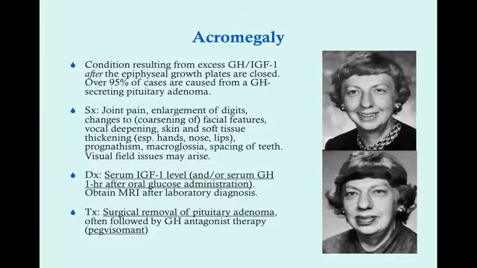But with children, if the epiphyseal growth plates are not closed, their bones are just going to get longer and longer. They'll get really, really tall. And that's called gigantism. Acromegaly happens in adults. It's really the same pathologic process. It's just different because the epiphyseal growth plates are closed in adults.